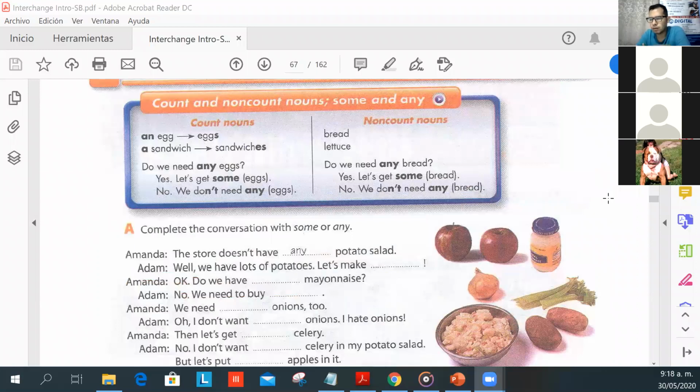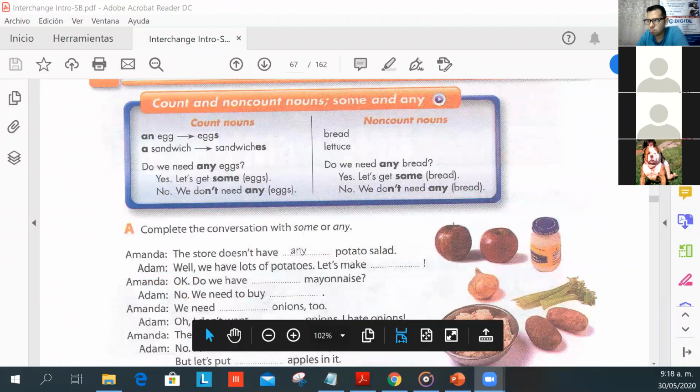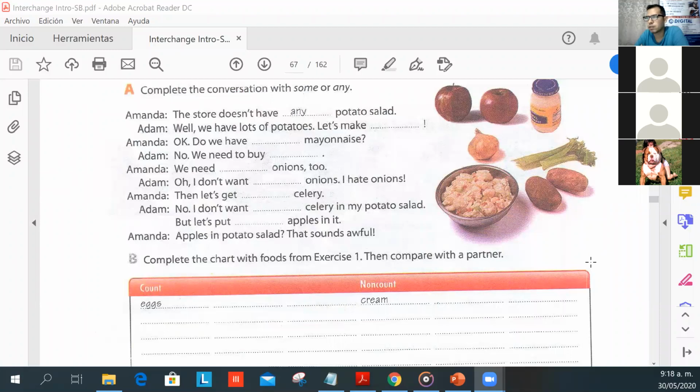Teacher, countable nouns se puede contar, ¿cierto? Countable noun, yes. Thank you for the question. Yeah, a countable noun, yes, you can count: 1, 2, 3, 4. Non-countable, you cannot count. Okay. Any other question?